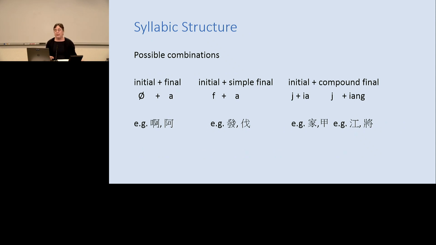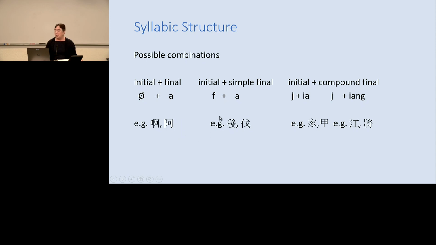Okay, looking more deeply into the syllabic structure, there are a number of possible combinations. You could have a 0 initial plus a final. And so no consonant, just start with a final. In this case, a, that's one possibility. And here are 2 characters that are just that. You can combine it with a tone to give it the 3rd piece, and you have this one. Or here's a neutral tone, which is hard to say by itself, and that is there.